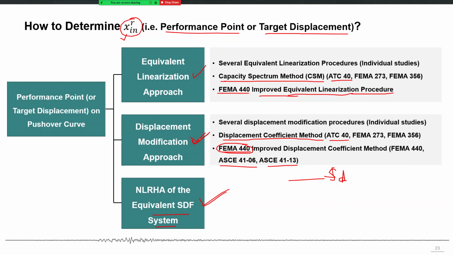So actually this second approach is the one which is most widely used nowadays. The first approach was discontinued in all the later documents from ASCE 41-06 onwards. It is not included. But the primary method retained in all ASCE 41 is the second one. The second one is the easiest one, and as the name indicates, it is simply based on modifying the elastic displacement by empirical factors to convert it into inelastic displacement, and that serves as your target displacement.